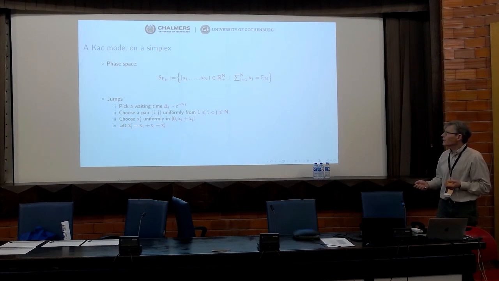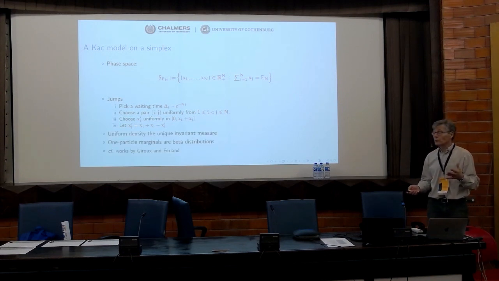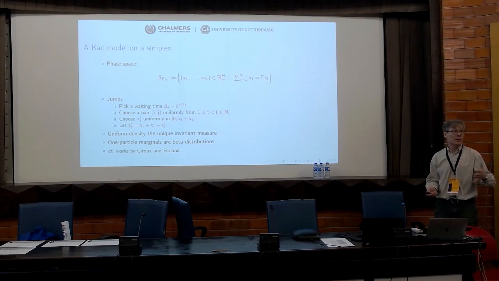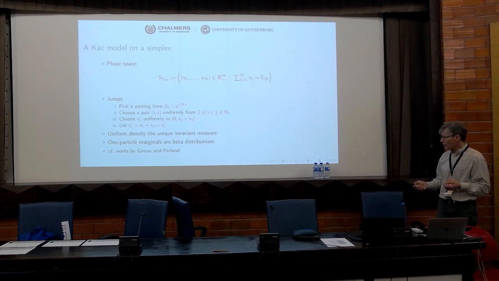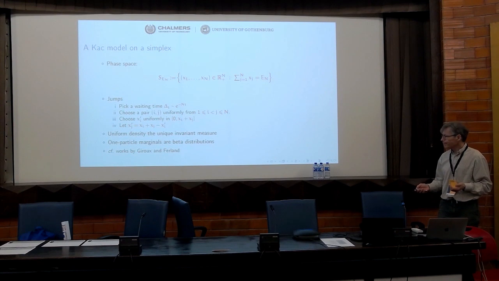And so you have the model here: you pick a pair as before, and you choose one of them after collision to be anywhere between 0 and the sum of the previous energies, and conserve energy. And you can prove that in this case this converges to the uniform measure on this simplex, and the one-particle marginals are beta distributions.